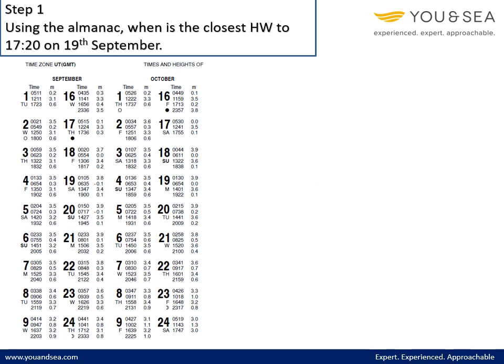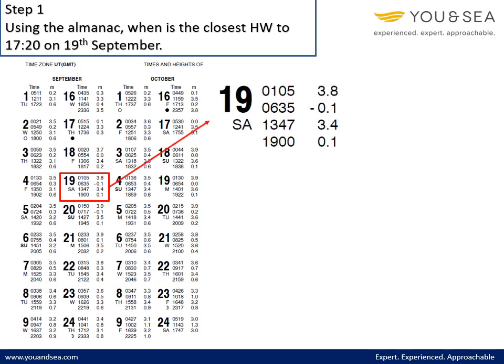Step 1, we need to find the tidal information on the 19th of September from the almanac. As you can see here, I've put a red box around it and enlarged it. So we have the following information: high water at 0105, low water at 0635, high water at 1347, and low water at 1900. And a fairly big range of tide as well for the day.